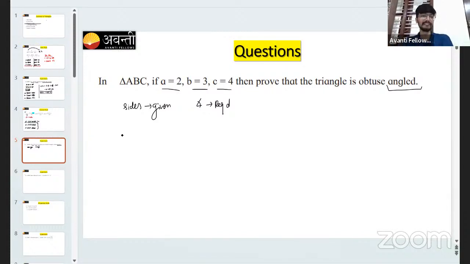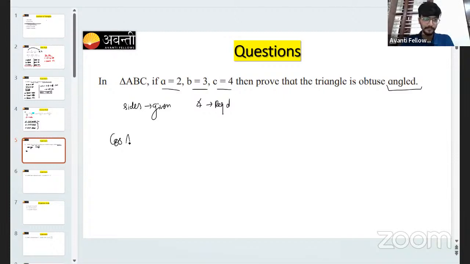So what does this give us? Cosine rule. Obtuse angle means more than 90 degrees. So I'll calculate cos A, cos B, and cos C. If out of these three, any one is negative, why negative? Because obtuse angle means second quadrant and cos is negative in the second quadrant. So if any of these is negative, then I can say that the triangle is obtuse angled.